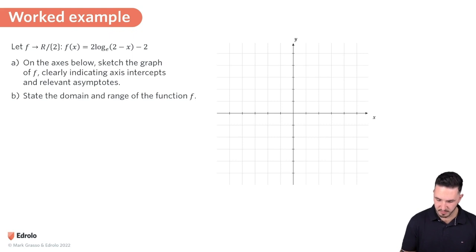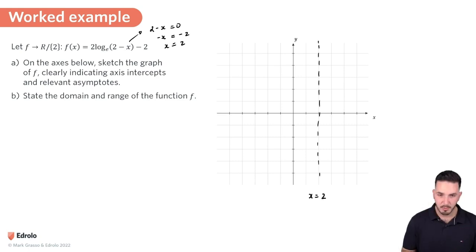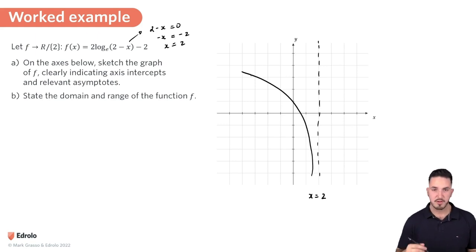First things first, we're going to look for our vertical asymptote. So for the vertical asymptote, we have 2 minus x equal to 0. Negative x equals -2. Therefore, x equals 2. So that's where our asymptote will be. There is a reflection in the y-axis because there's a negative x. So I know we're going to go towards the left, and it's being shifted down by 2. So I know generally the shape will look something like so. However, I don't know exactly where those intercepts are, so what we're going to do is solve for them.